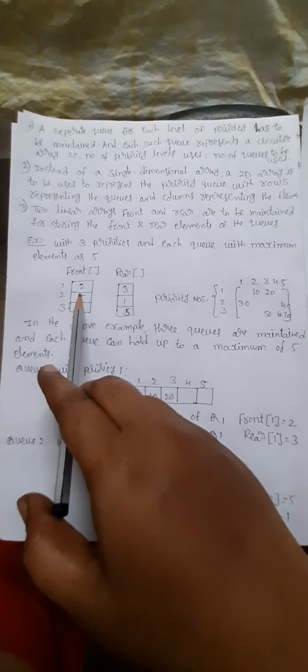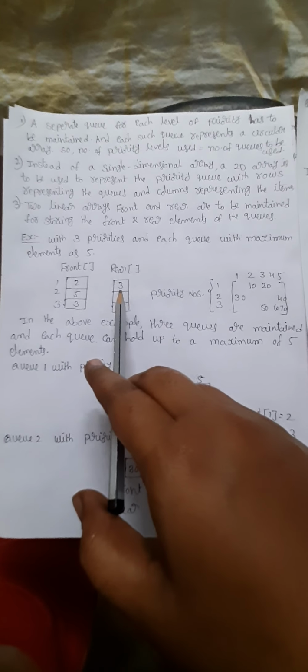This is the first priority. In the first priority, the front element is located in the second position, and the rear element is defined in the third position. See here, in the second position this is the front, and in the third position 20 is the element, this is the rear. And see the second one, this is the second priority level. In the second priority level, the front value we have defined as 5 and the rear position is 1, so that the front value is 40 and the rear value is 30.